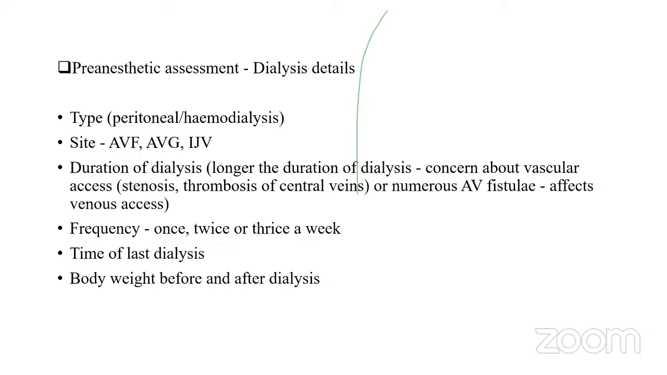Duration of dialysis. The longer the duration of dialysis, the greater the concern about the vascular access. It may cause stenosis, thrombosis of the central vein, or numerous AV fistulas may affect the venous access. And we should ask for frequency of dialysis: once, twice, or thrice a week, time of last dialysis, and body weight before and after dialysis.